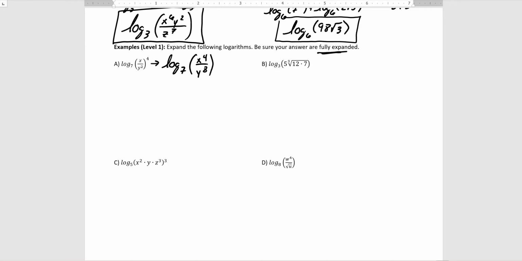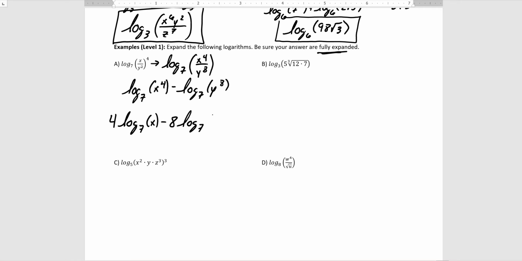And when I do that, that's going to now allow me to separate this out a little bit easier. So division means subtraction. So I'm going to have log base 7 of x to the 4th minus log base 7 of y to the 8th. Now what happens to these exponents? They become coefficients for the logarithm. So I'm going to have 4 times log base 7 of x minus 8 log base 7 of y.